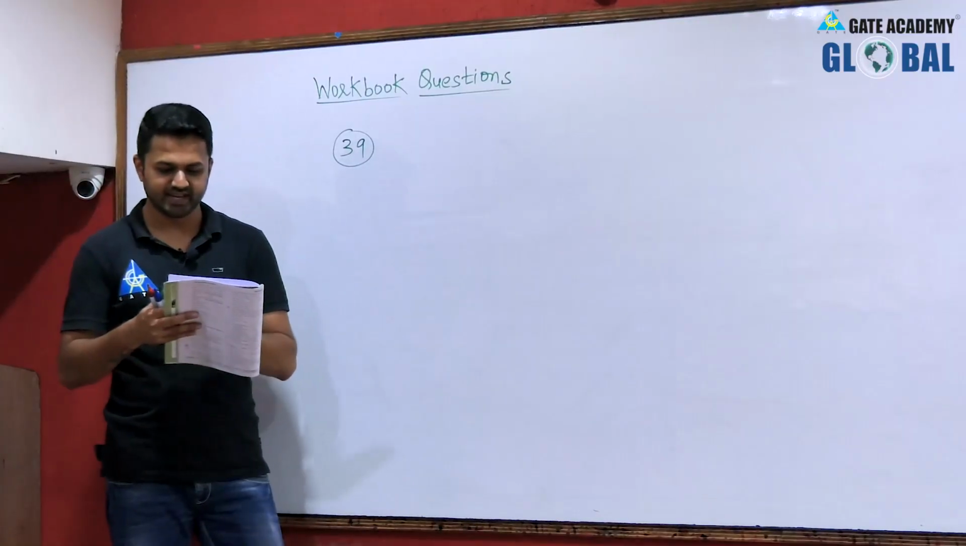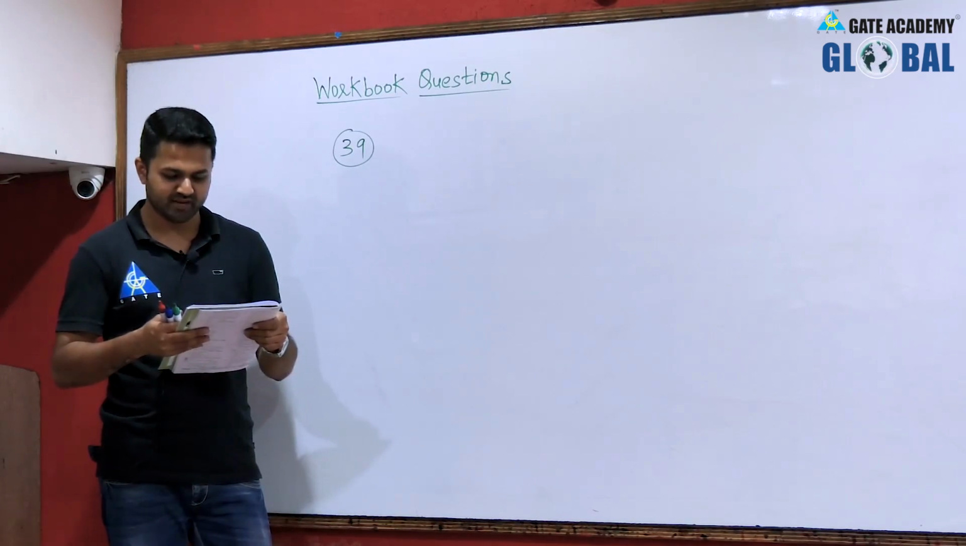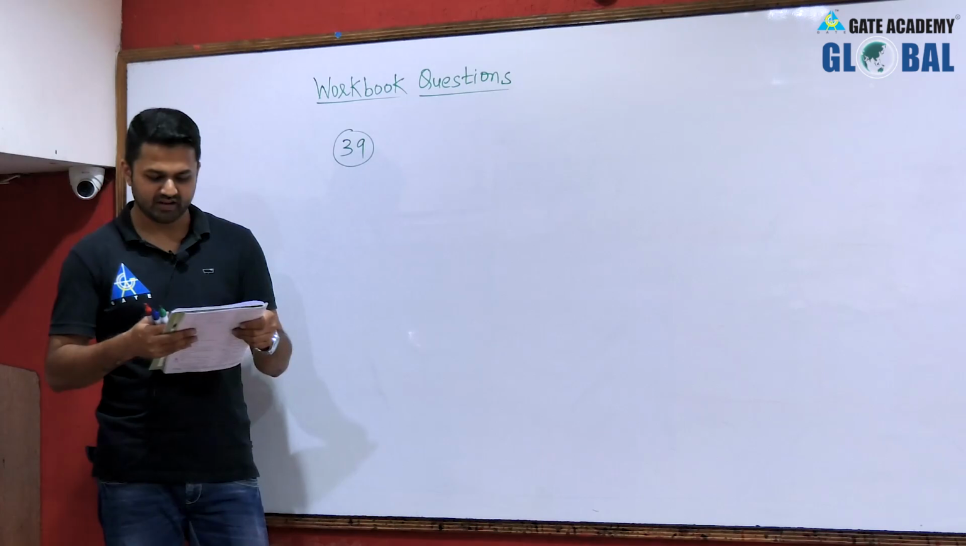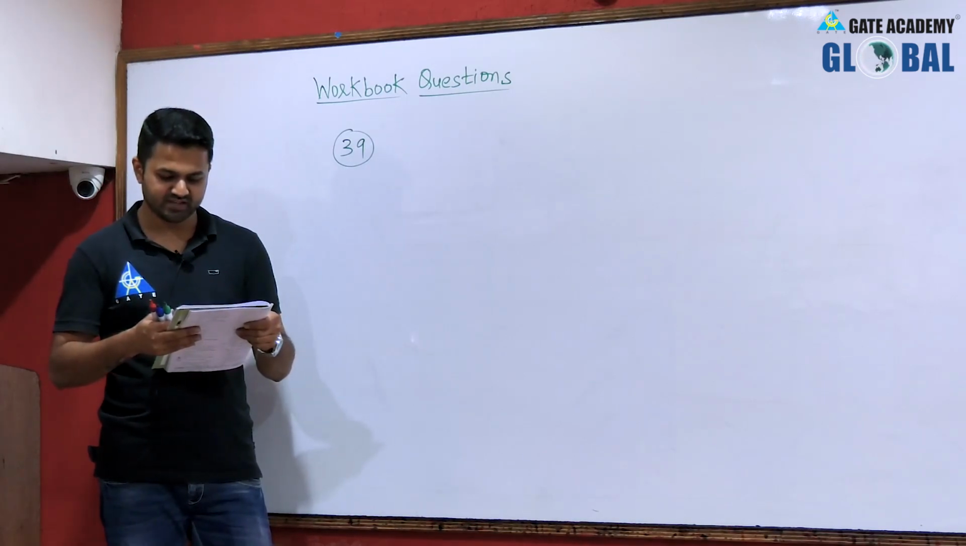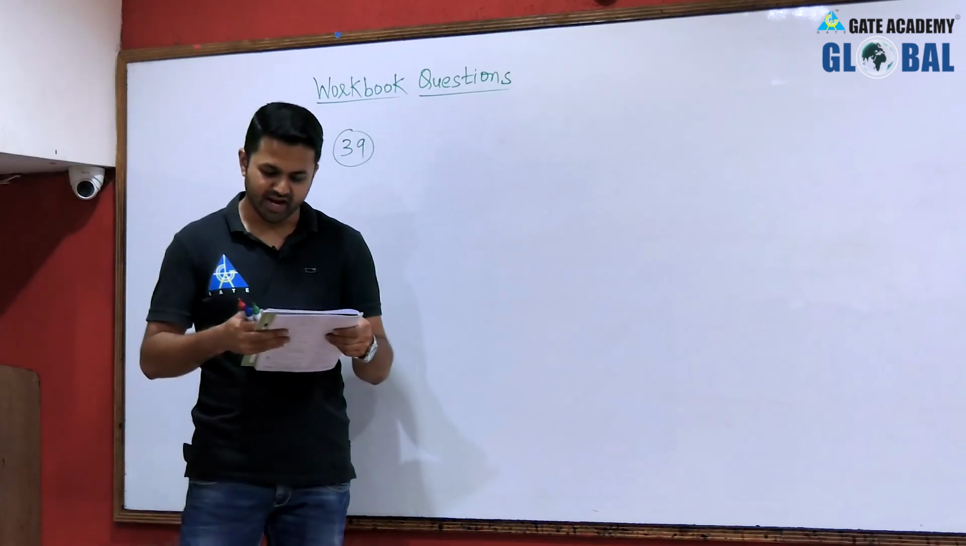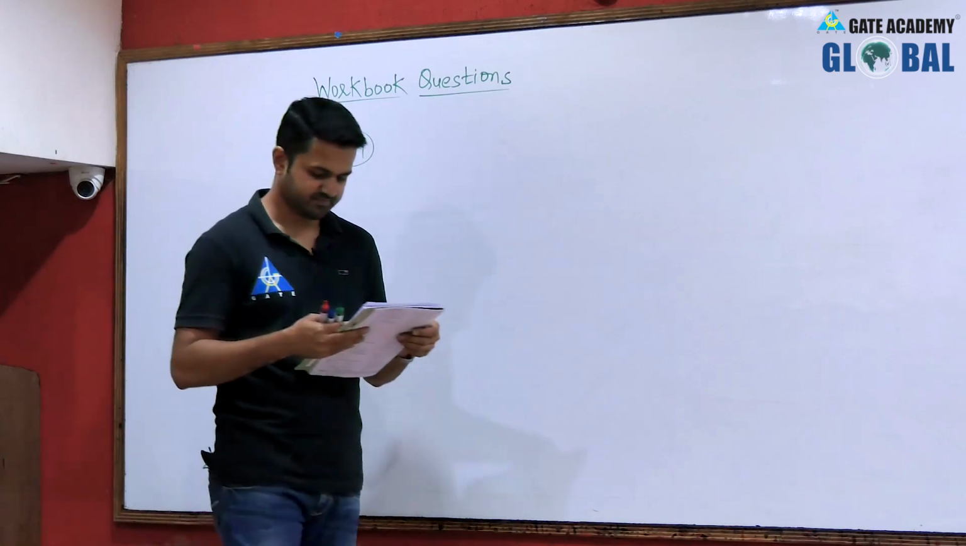Next is question number 39. A diode detector load consists of a 0.09 microfarad capacitor in parallel with a 5 kilo ohm resistor. What is the maximum depth of modulation without diagonal clipping at modulating frequencies of 1000 Hz and 10,000 kilohertz?